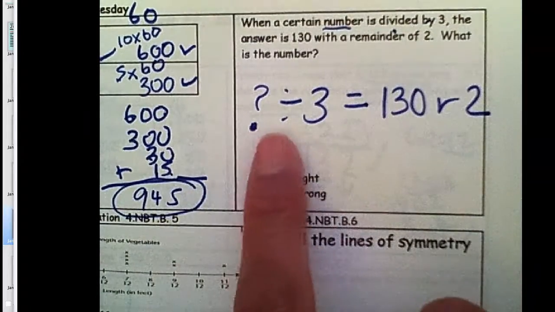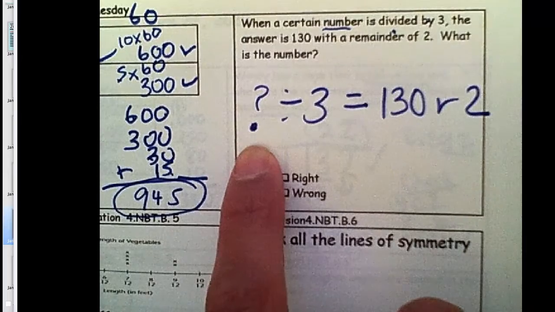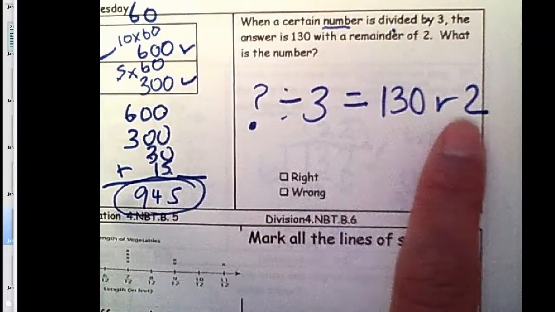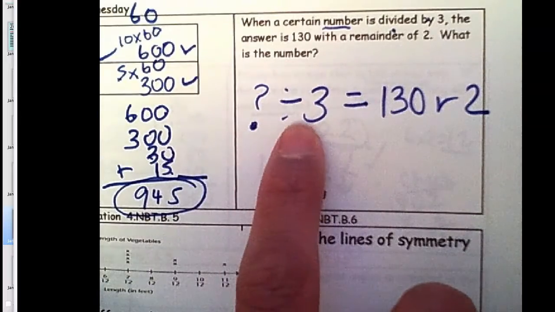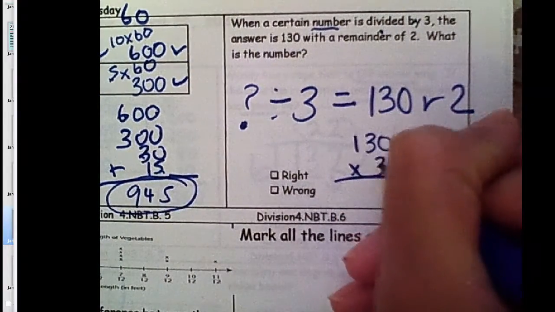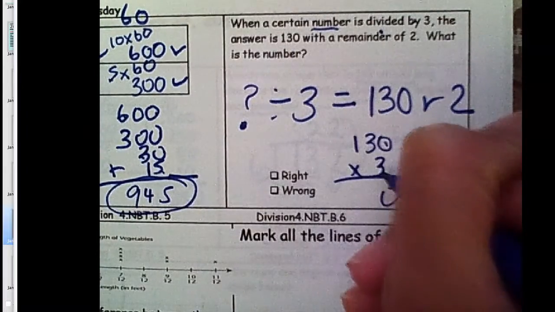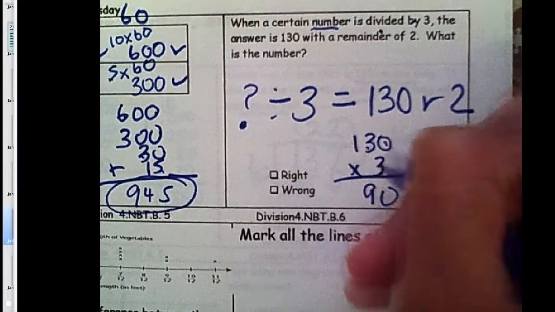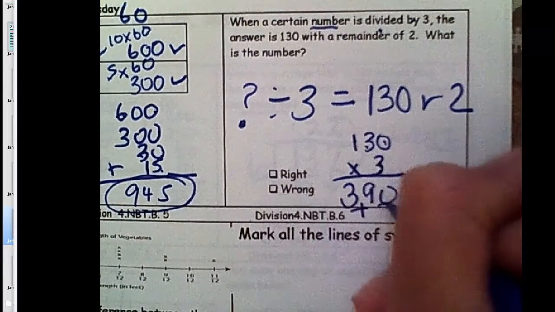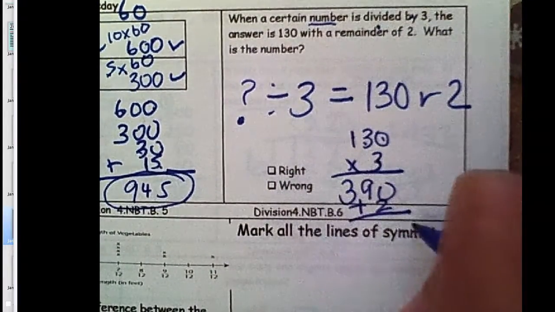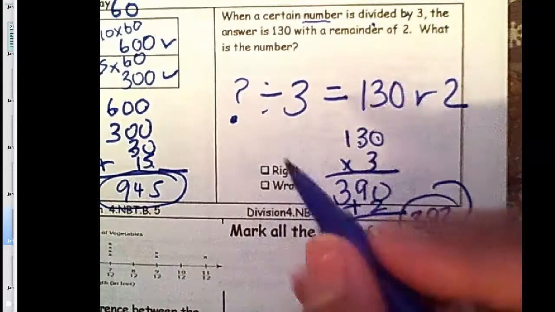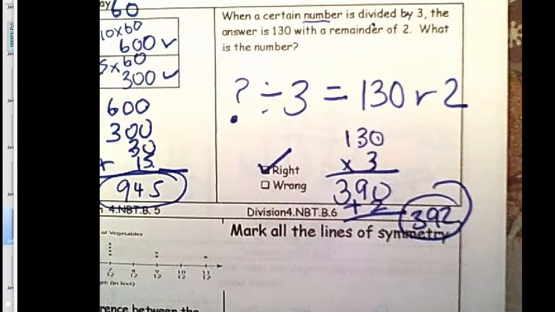So if I'm trying to find what this number is that I started with, my dividend, then I'm going to have to work backwards. I'm going to have to do the inverse operation. So I'm going to have to multiply. So I'm going to do 130 times 3. 3 times 0 gives me 0. 3 times 3 gives me 9. And 3 times 1 gives me 3. And now I'm going to add the remainder plus 2. And we get a final answer of 392. So go ahead and give yourself a check if you got that right or make any revisions if you need to.